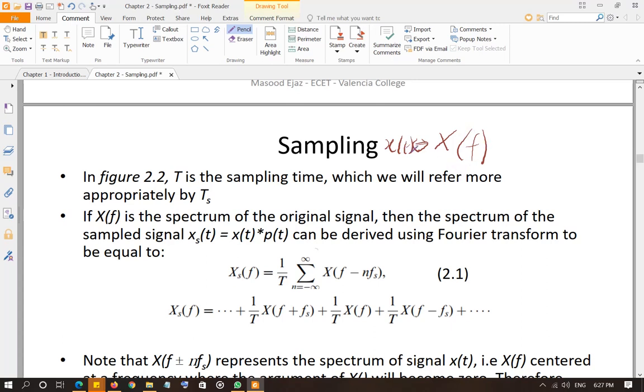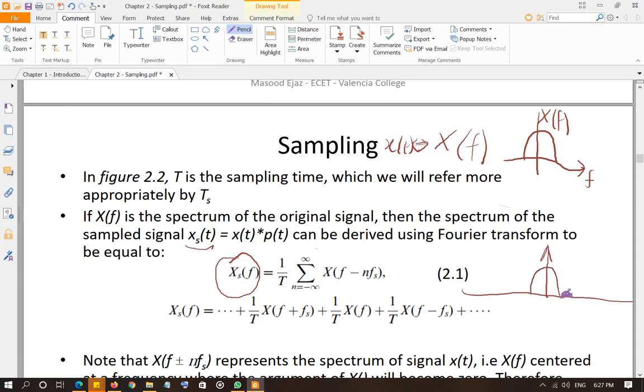So when you sample X of t, the sampled spectrum, we call it X of s of f, because the sampled signal we are calling X of s of t. The sampled spectrum basically looks like X of f, but it repeats itself. Let's say X of f looks something like this in the frequency domain. This is frequency f, and this is X of f. So when you sample the signal, basically the spectrum of the sampled signal is going to have the original spectrum centered at f equals 0.